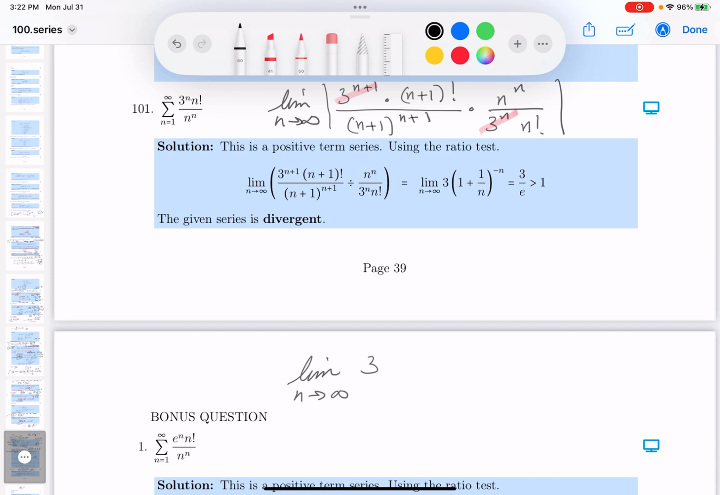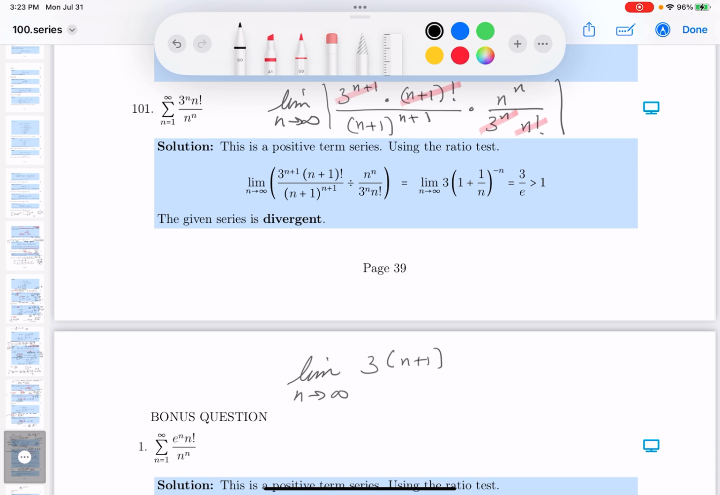Okay, let's do the n factorial. And what happens there, you get n factorial on bottom, n plus 1 factorial on top, you're going to get an n plus 1. Let me tell you what I did there. I did this, I did that.